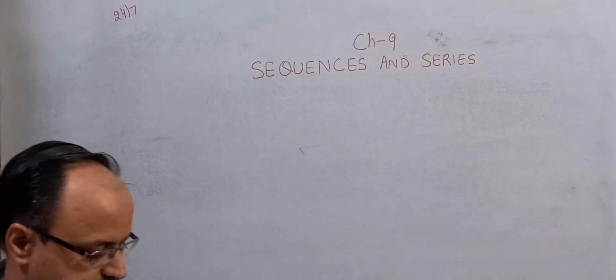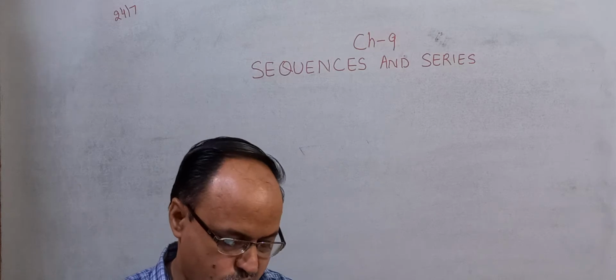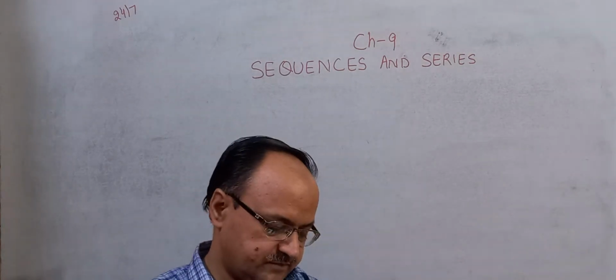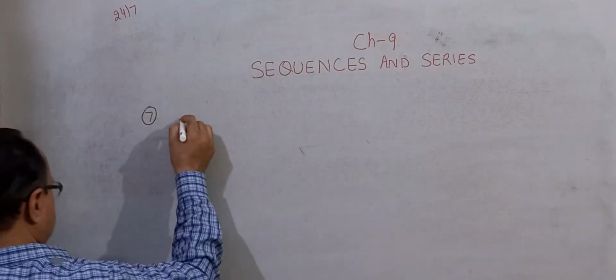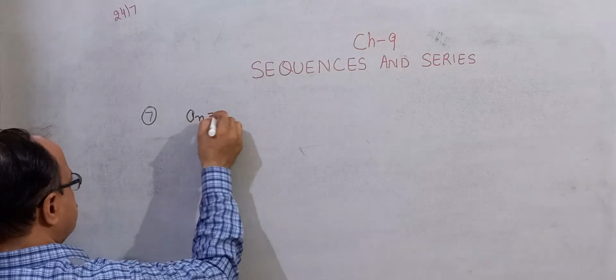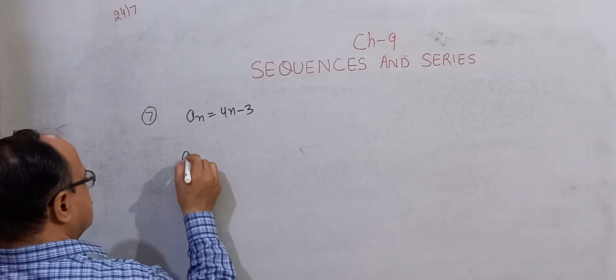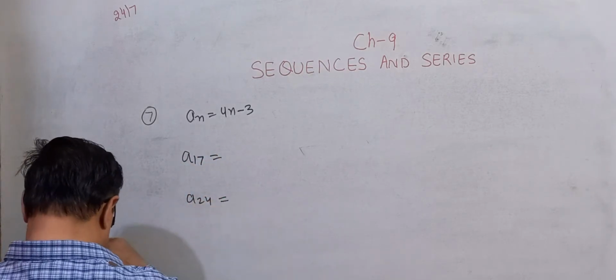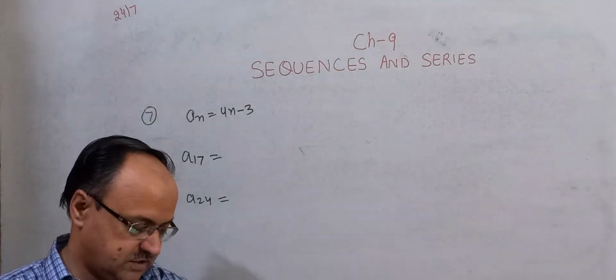Question number 7 to 10. Find the indicated term only. Question number 7. An is equal to 4n minus 3. Find A17 and A24.